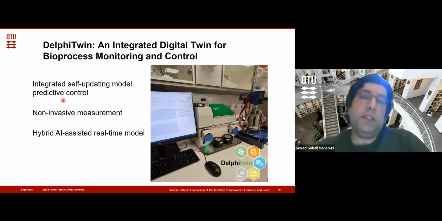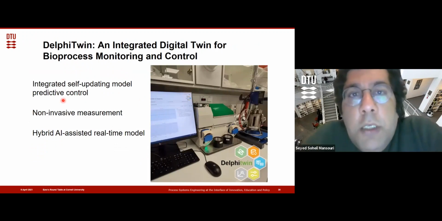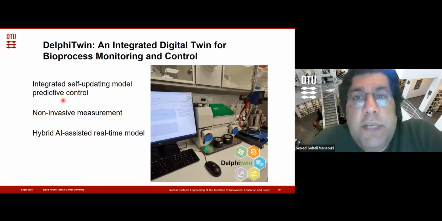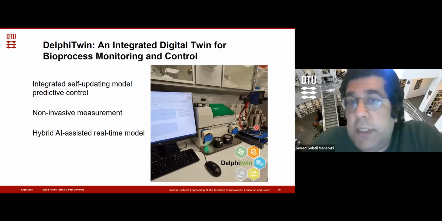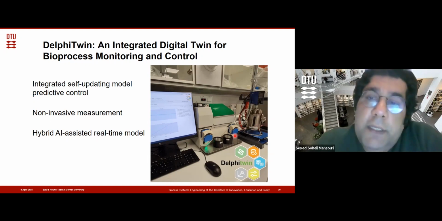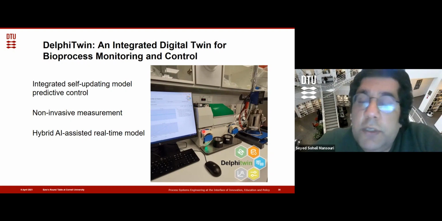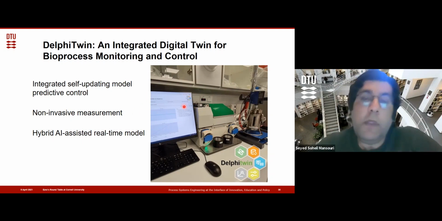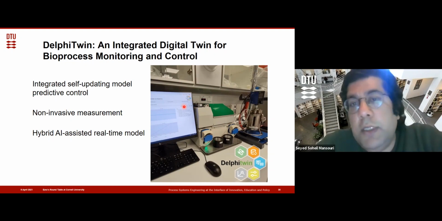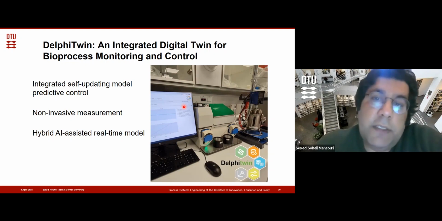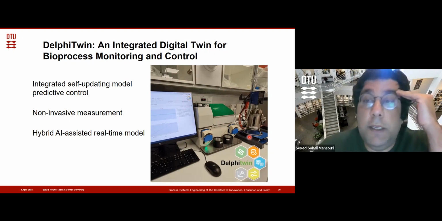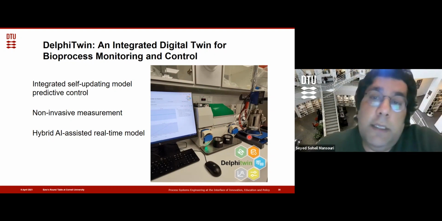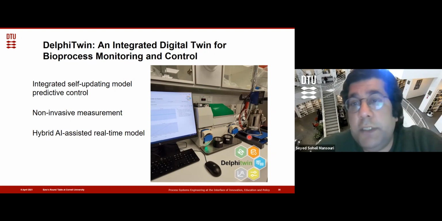So that has brought us into developing the Delphi Twin platform. Delphi Twin is an integrated digital twin for bioprocess monitoring and control. This is the reactor where fermentation or crystallization or flocculation could happen. This is the non-invasive measurement technology, and this is where the hybrid model is updated in real time, and then it is passed on to a model predictive controller, and then we have closed the loop. This system is actually now working in closed loop. We call it a breakthrough in terms of developing digital twins.